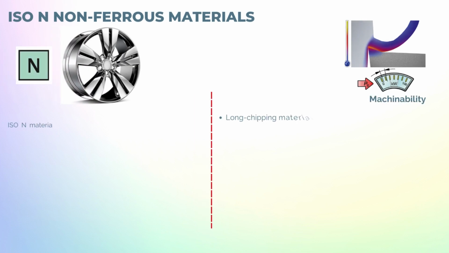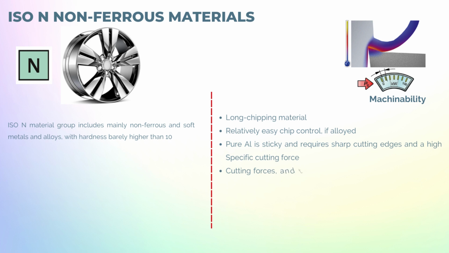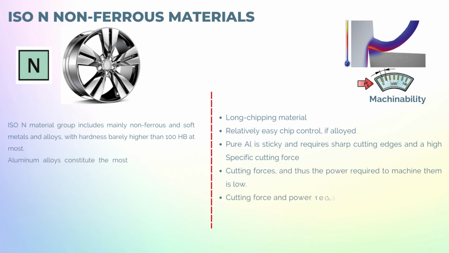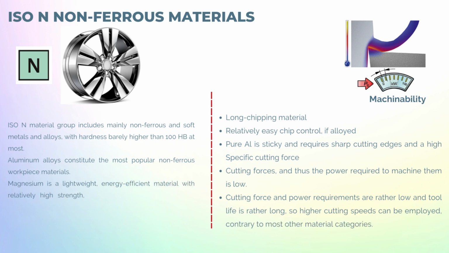The ISO N material category belongs to various metals with considerably different properties, such as aluminum alloys, pure copper, and copper alloys. Magnesium is a lightweight, energy-efficient material with relatively high strength, good castability, generally good weldability, and high vibration damping. Aluminum alloys are the most used materials in the ISO N category and they produce long chips. Cutting forces, and thus the power required to machine them, are low.